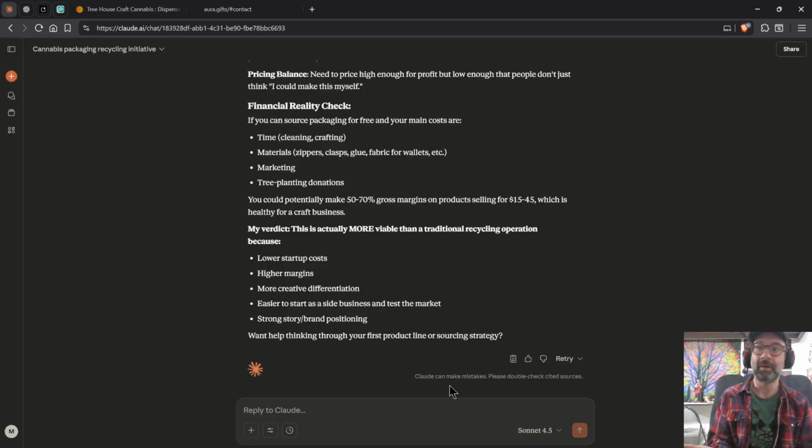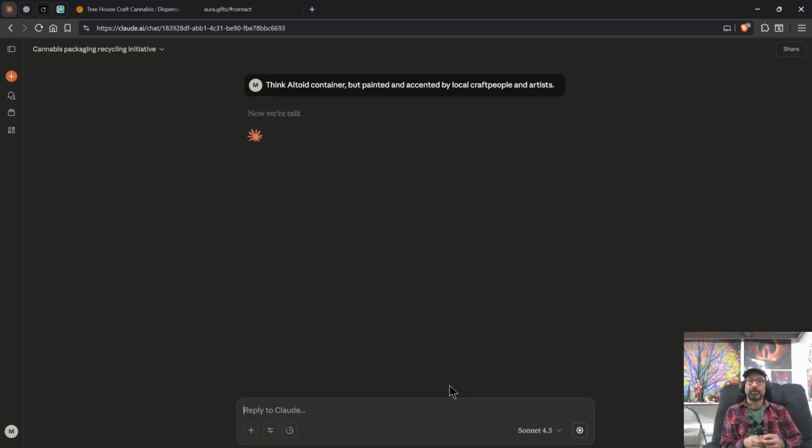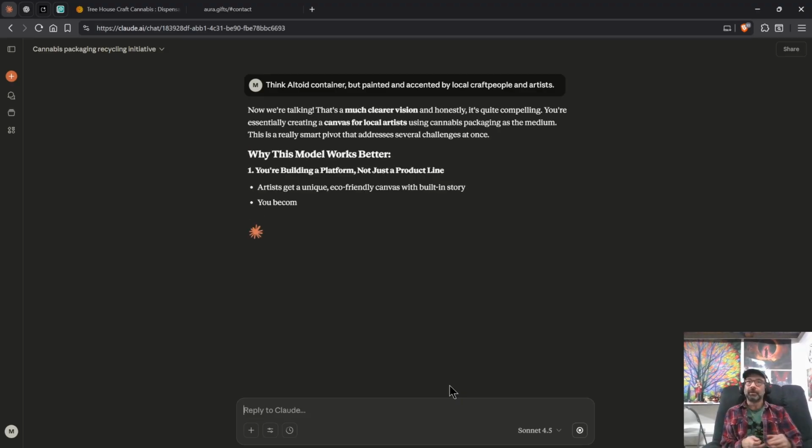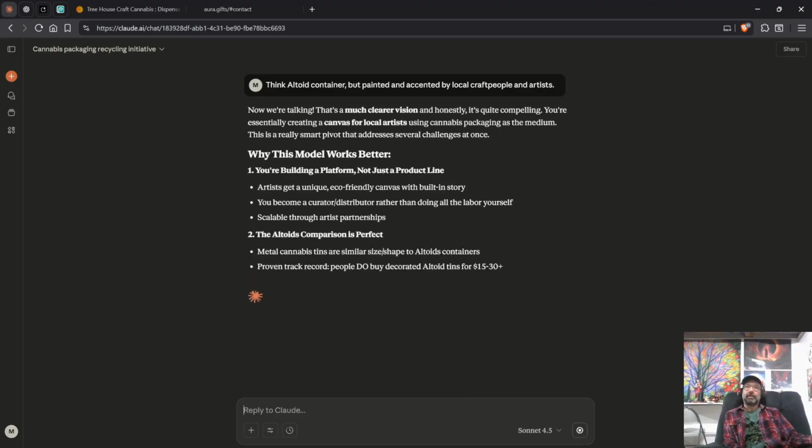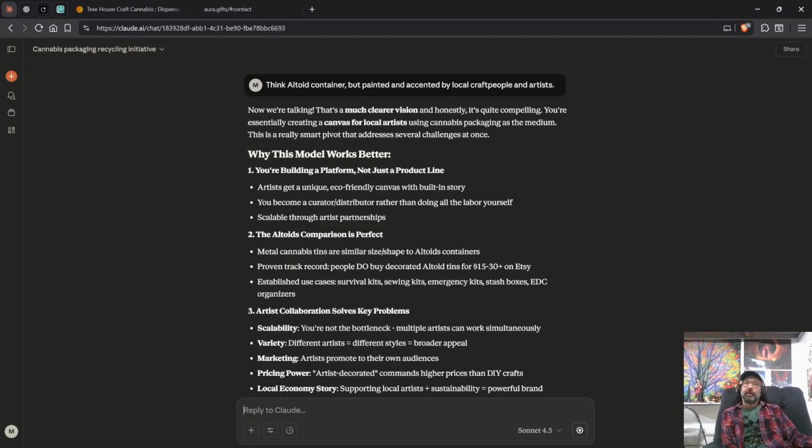And hiring local artists to work on these things. Give them a decent wage, steady money coming in, and they get to produce amazing containers. Think Altoid container, but painted and crafted by local craftspeople and artists. I don't know if that's going to help or hurt the idea. Now we're talking. That's a much clearer vision, and honestly, it's quite compelling. You're building a platform, not just a product line.